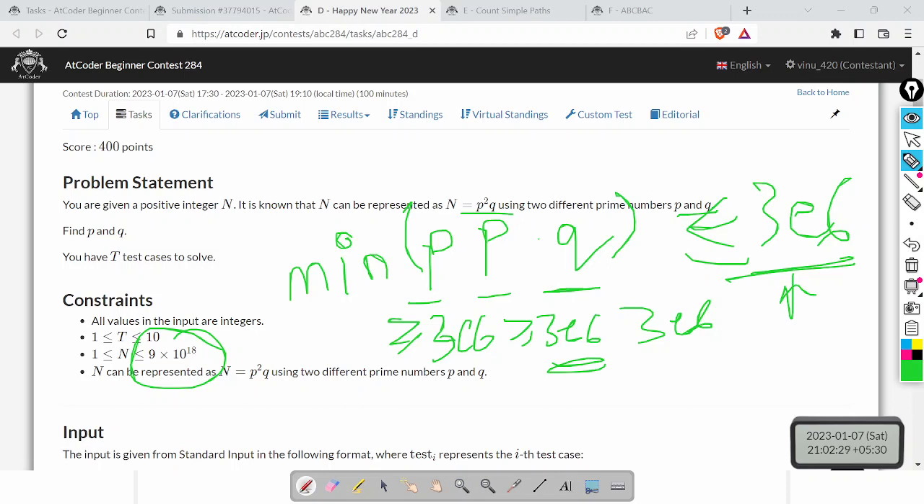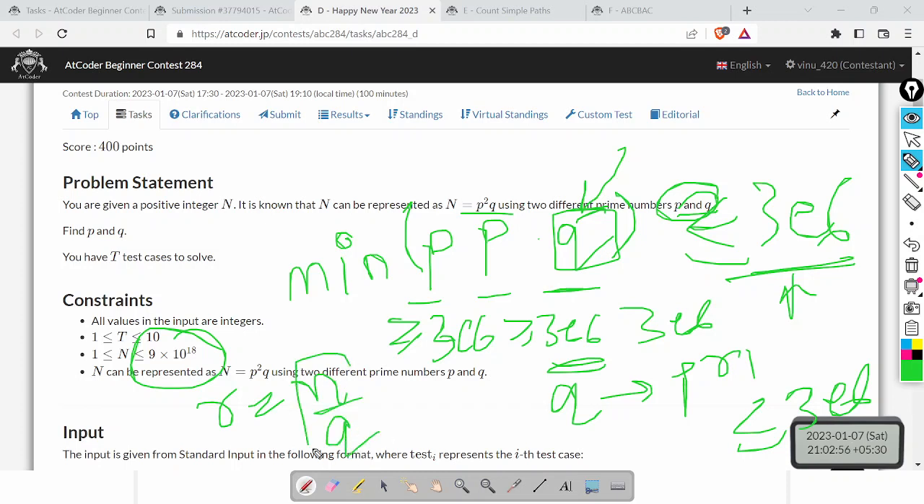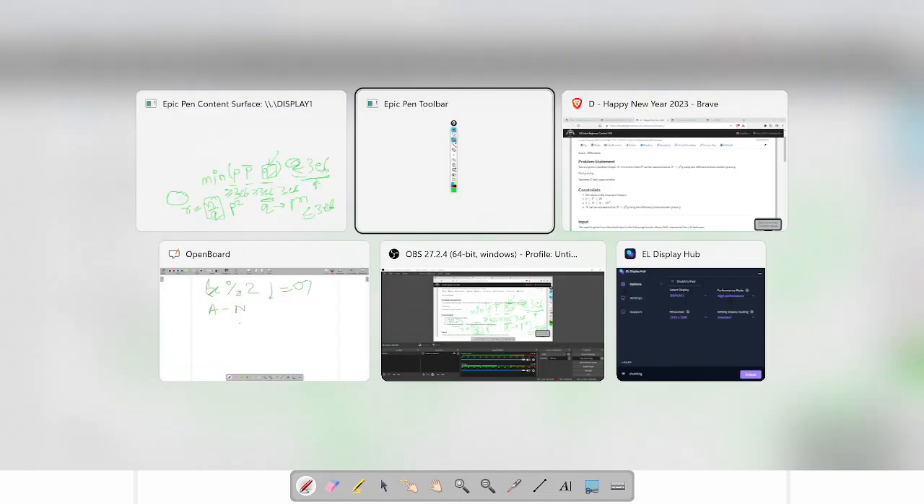So let's first iterate by fixing q. We try all the prime numbers up to 3e6 for q, since q is a prime number, as given. Then we are fixing q, and the remaining part is n upon q, and this denotes our p square.